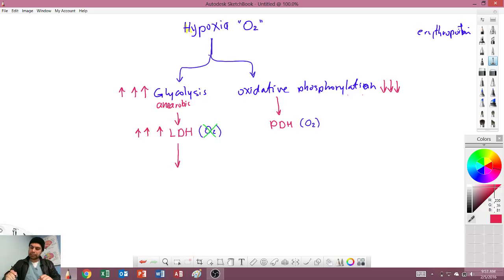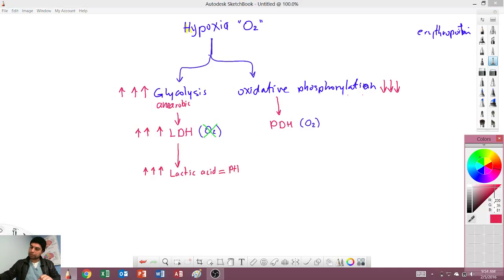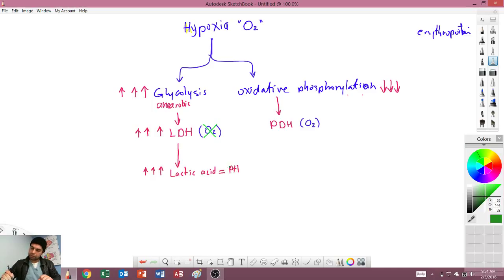Now, the product of lactate dehydrogenase is lactate, or lactic acid, same thing. Lactic acid increases as a byproduct of this pathway. And when lactic acid increases, this leads to a decrease in pH.